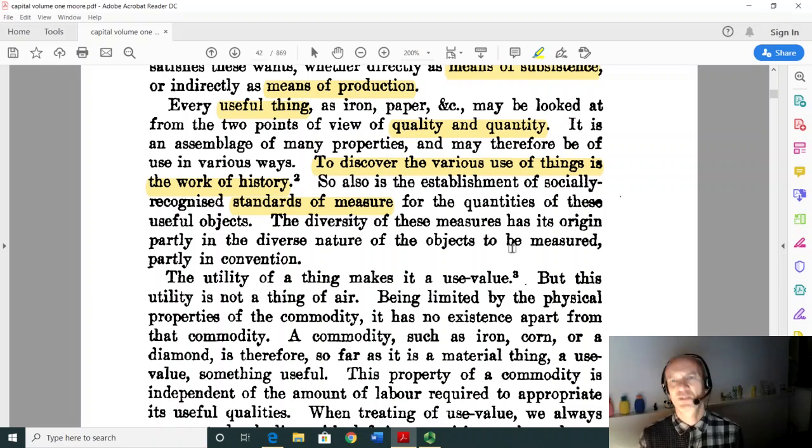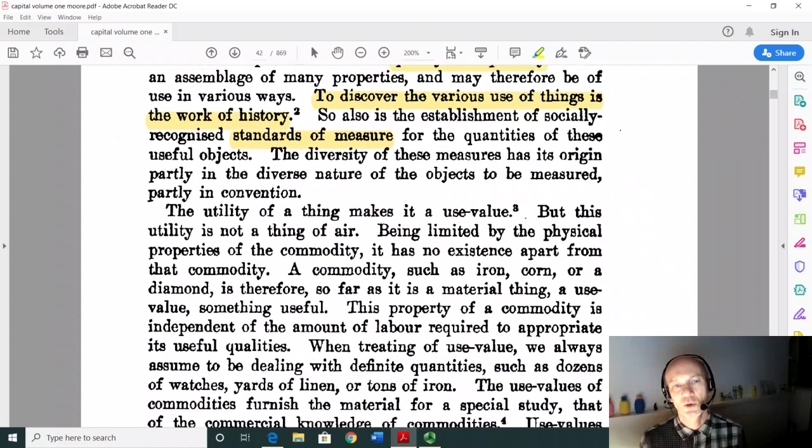The diversity of these measures has its origin partly in the nature of these objects that are to be measured, and partly in convention. Convention meaning obviously society, or although society in history is already in these objects themselves, because obviously we need to find these useful things and we have to find out for what they are useful. And obviously the same thing, as he says here, can be useful for a whole variety of different things, depending on what we need.